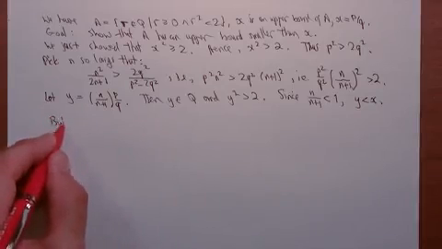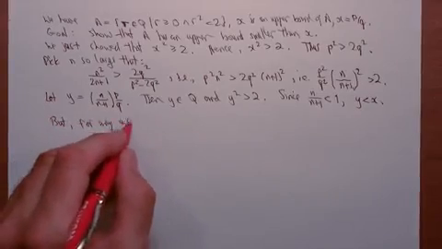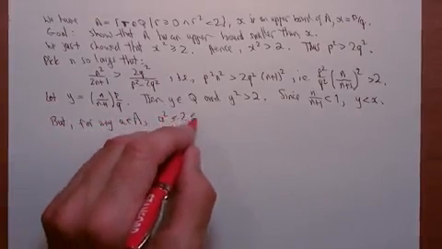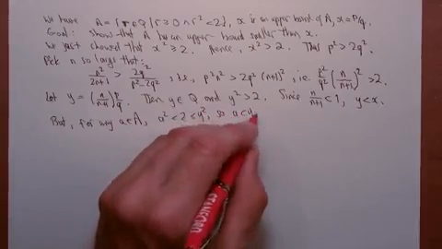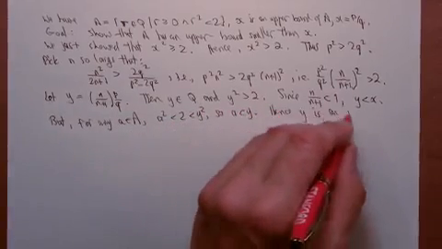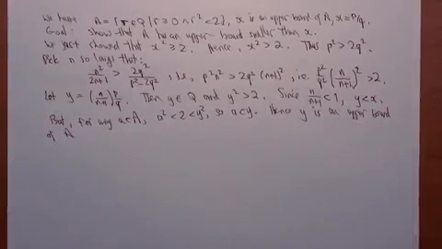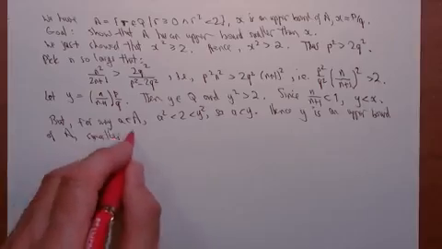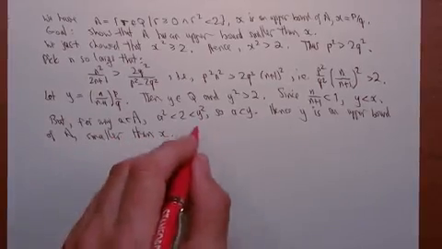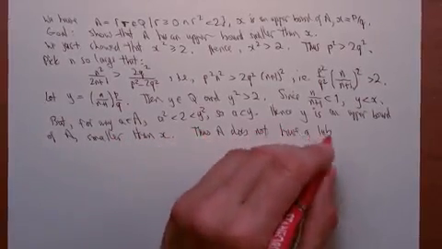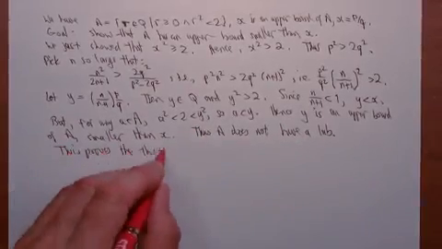But for any a in A, a squared is less than 2, which is less than y squared, so a is less than y. Hence y is an upper bound of A, which is smaller than x. Thus A does not have a least upper bound. And this proves the theorem.